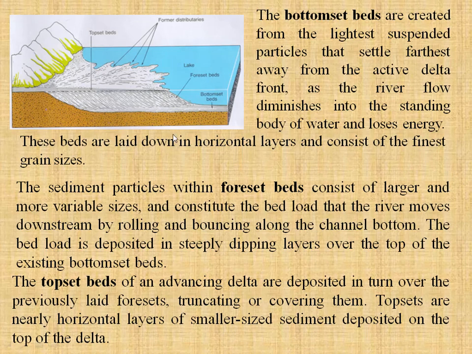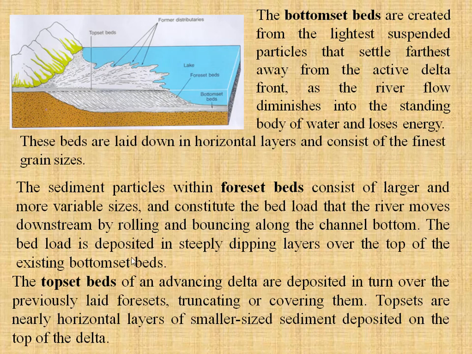The delta has got distinctly three types of layers or beds. The ones which are at the base are the bottom set. Then you have got the foreset which are inclined, and then you have got the top set which are again horizontal beds. So you can see how these are formed.